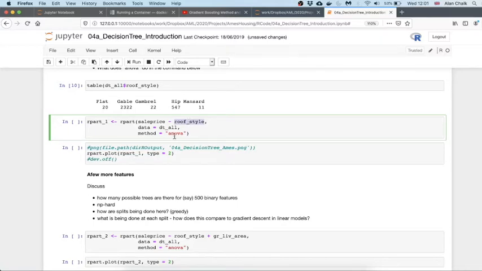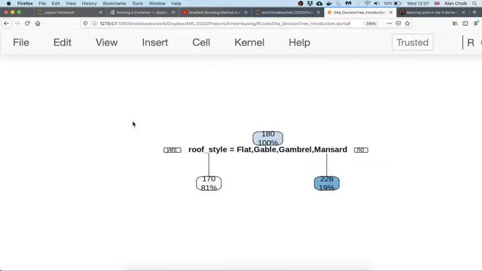Method ANOVA, by the way, means that the loss function being minimized is mean square error. Here you can see the resulting decision tree. It's the same one that you saw in the slides. 4 kinds of roof are going to the left with an average sale price of $170,000. The hip type of roof style is going to the right, and that's got a much higher sale price.